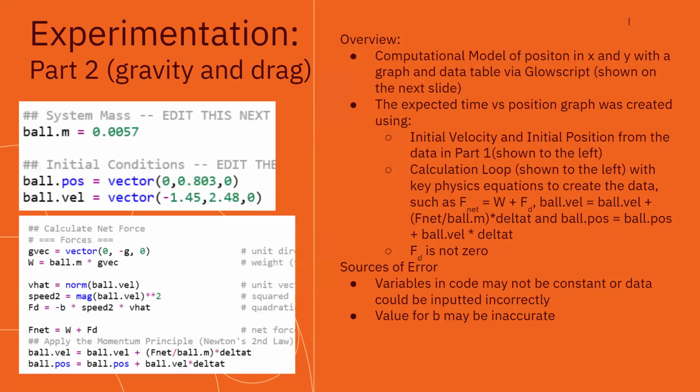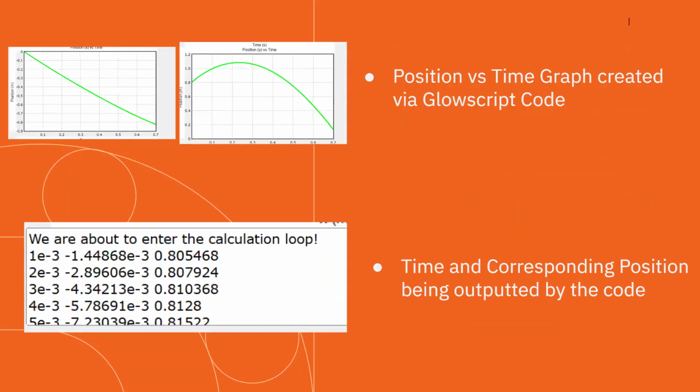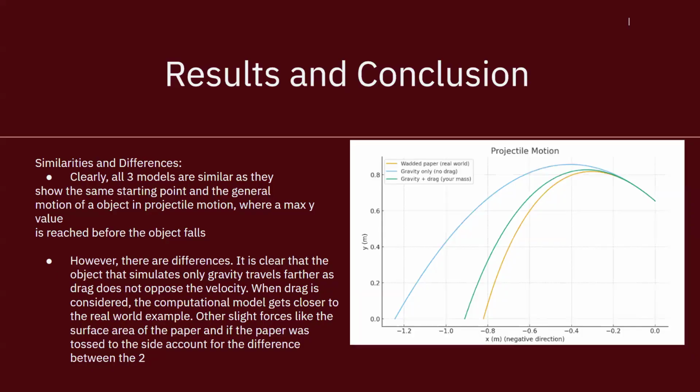Part two of the lab also had gravity and drag both being considered, where the equations are the same, but the force due to drag can no longer be zero, as shown in the previous slide. The force due to drag is now a non-zero value based on the value of b, which is the drag constant in this specific situation. And these graphs also show the updated position time graphs with drag now being considered.